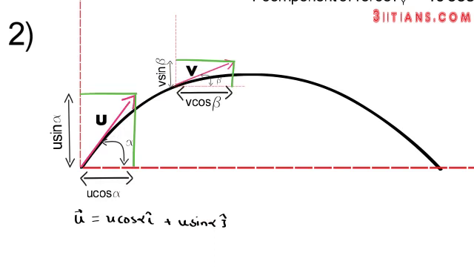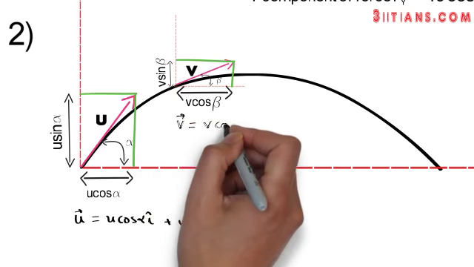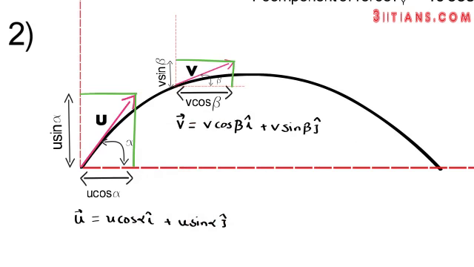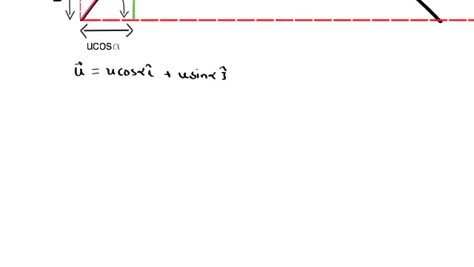Thus, in the rectangular form, we can write v vector is equal to v cos beta i cap plus v sin beta j cap, where v cos beta is the x component of the vector v and v sin beta is the y component of the vector v.